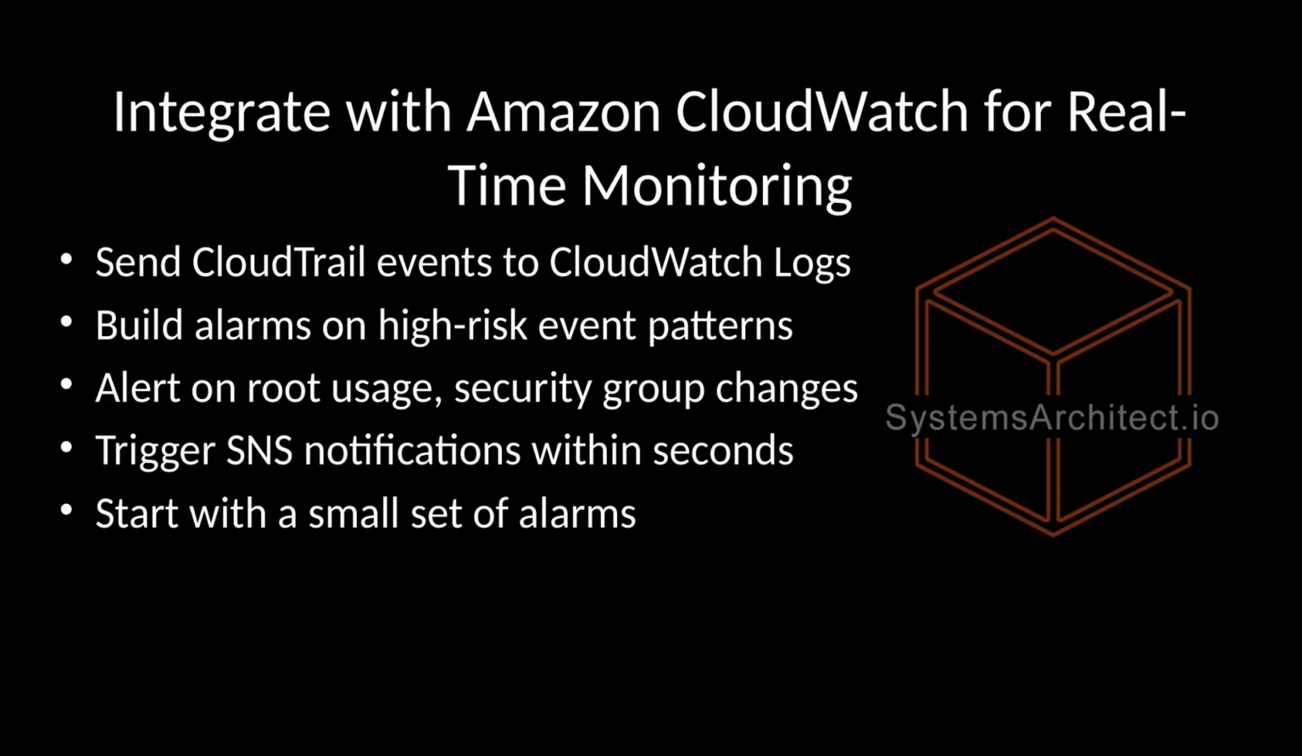3. Integrate with Amazon CloudWatch for real-time monitoring. Raw log files sitting in S3 are useful for forensics, but they do not help you react to a threat as it unfolds. Sending CloudTrail events to CloudWatch Logs and building alarms on top of specific event patterns turns your audit trail into a real-time detection system. Alert immediately on root account usage, security group changes, disabled trails, or failed console logins, with notifications through Amazon SNS. Start with a small set of high-signal alarms, since alert fatigue defeats the purpose.